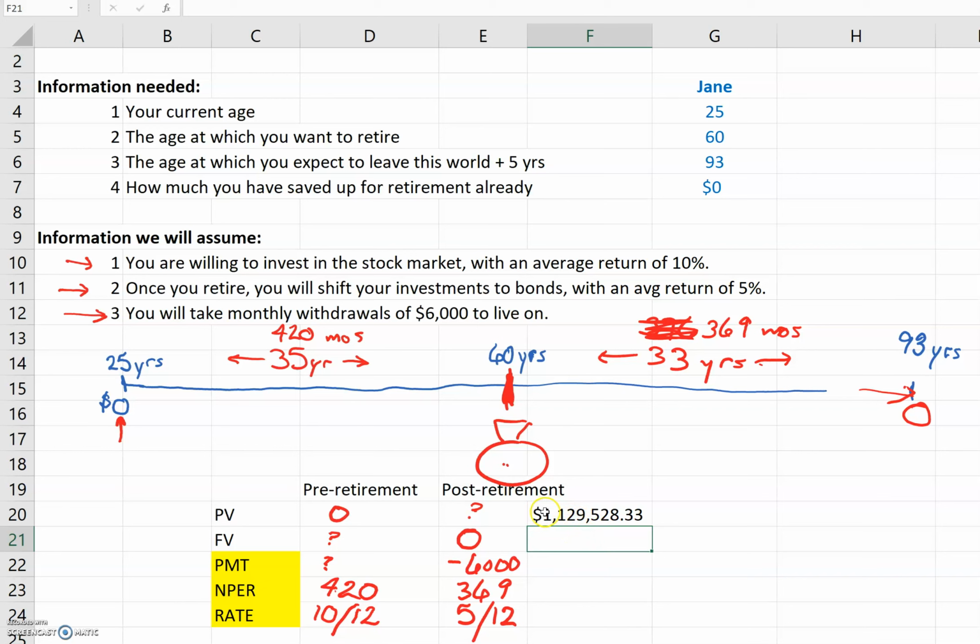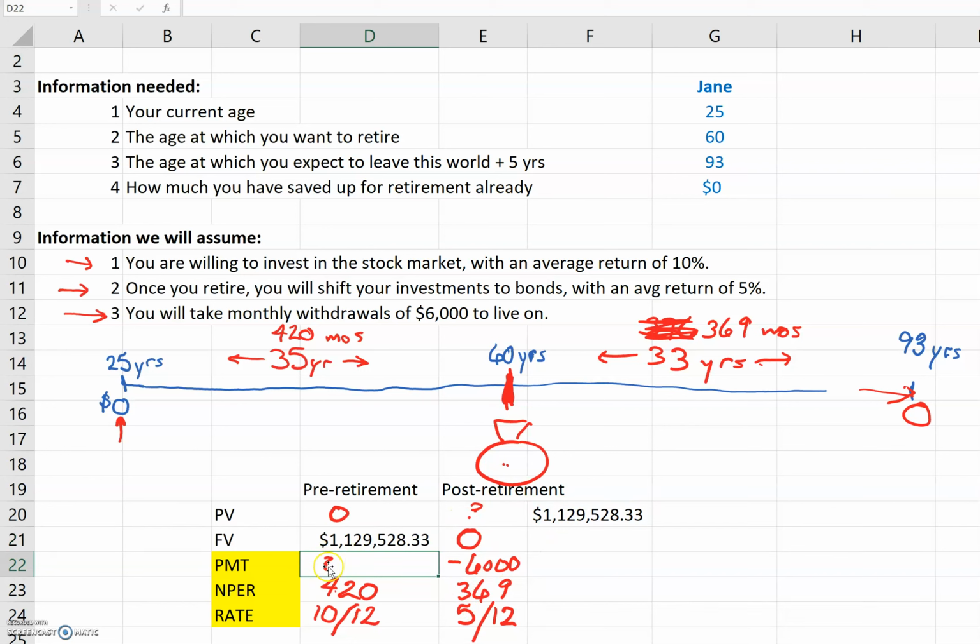Look at that figure. We have to save up $1,129,528.33 for it to last 33 years at 5% a year, taking $6,000 out a year. So this number here goes in this big dollar bag and becomes our future value for the second half of the problem. So I'm going to delete that little question mark and say that this equals that.